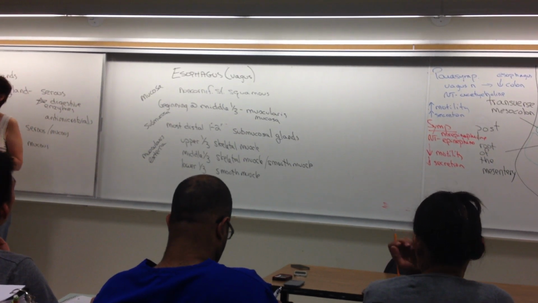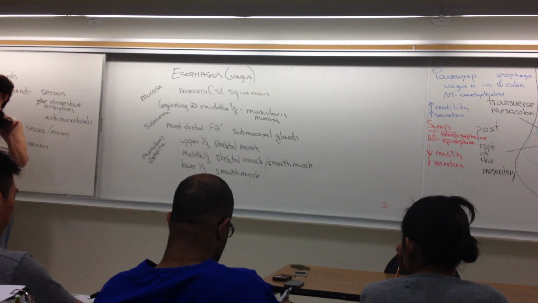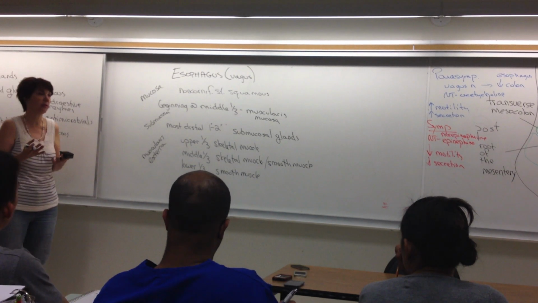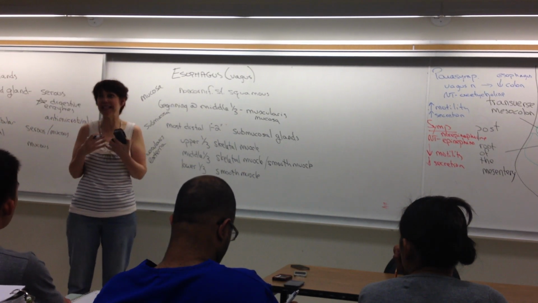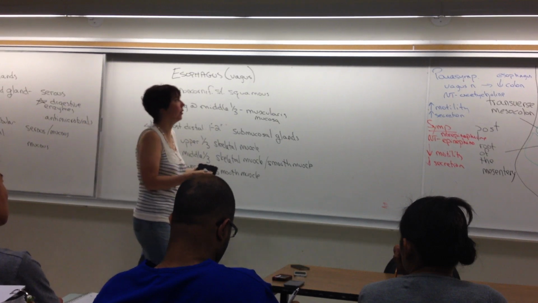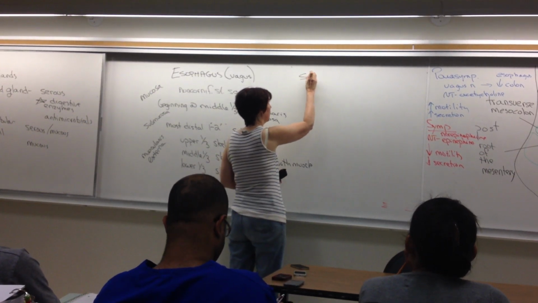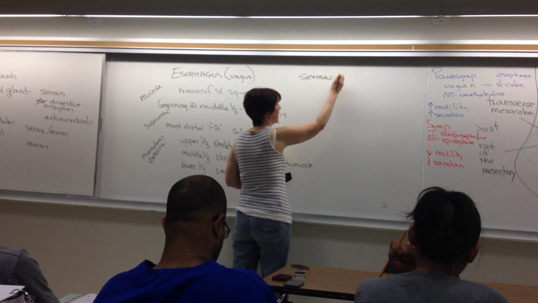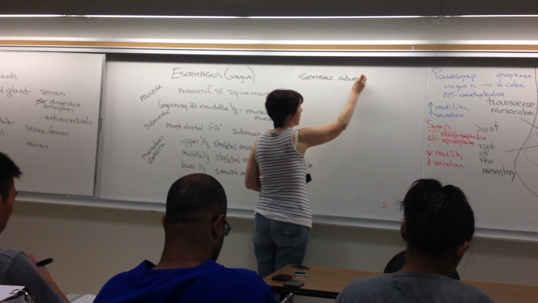The serosa is not a true serosa. There is no simple squamous epithelium. There's no peritoneum or pleura in the thoracic cavity. And so, for the most part, our serosa is identified as an adventitia.